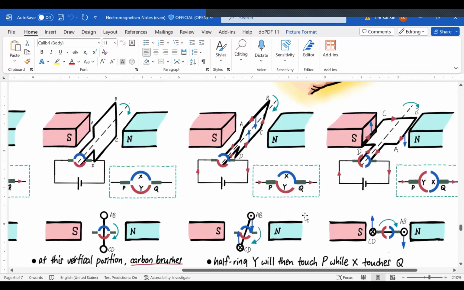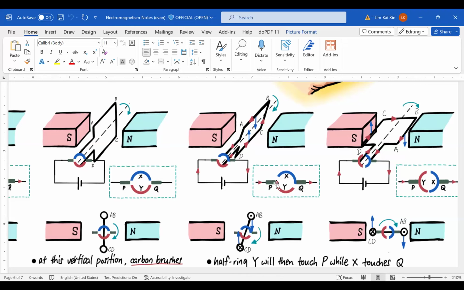Once I move slightly over this vertical position, I hope you can see now the split ring commutator has changed position. Just now, X is in contact with P, Y is in contact with Q. But now once I turn, carbon brush P is going to come into contact with the split ring Y, while X will come into contact with Q. But my current in the external circuit doesn't change. My current is still going up here to carbon brush P.